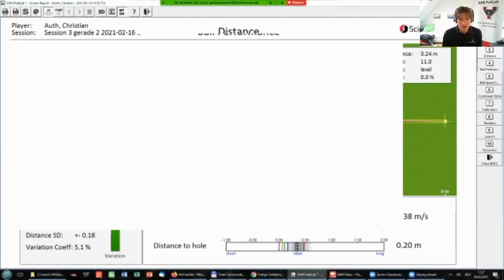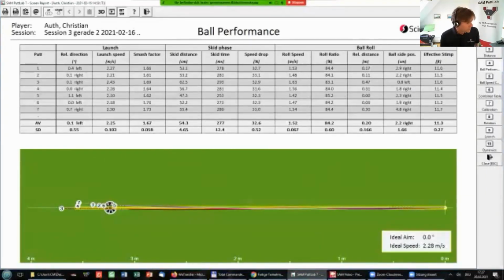And maybe some words on this screen, which you have not really been able to see clearly in the video. We calculate different data for launch factors, for skid phase, and for ball roll. Without going into details, this data can tell you something about the efficiency of your stroke or impact or the tool you play. There are certainly differences in the skid phase relative to your launch angle and the putter you play, and certainly also differences in behavior of the ball.